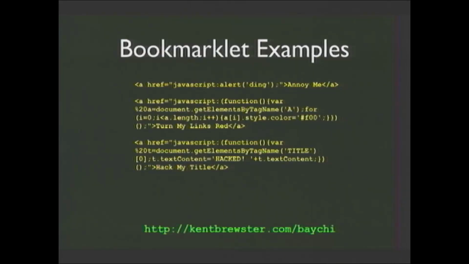Anybody care to guess what this does? Oh, cheating, it says turn my links red. Sorry about that. So what this does is it uses document.getElementsByTagName A, and A is a link, so it's going to grab all the links. It's going to loop through all your links. I is just a little variable, okay? Starts with 0, goes through all the links you have, styles them, sets the color to bright red.